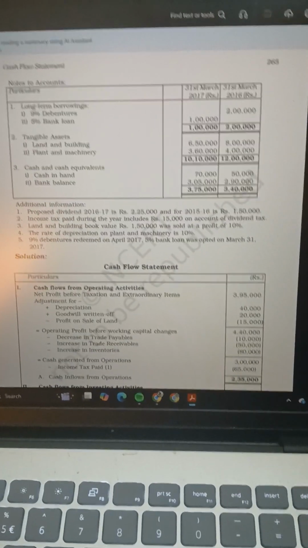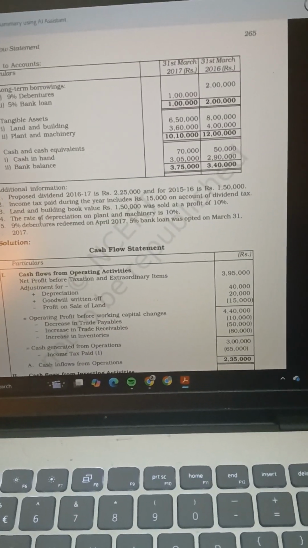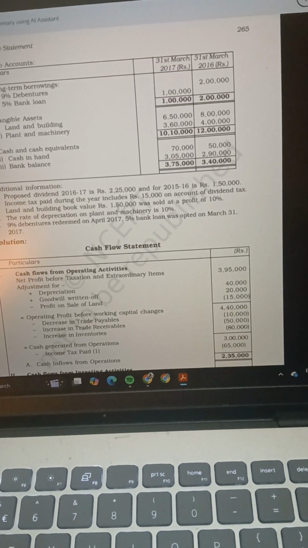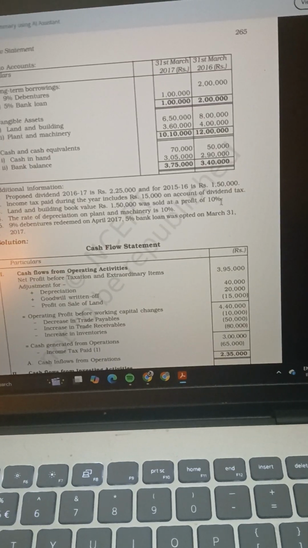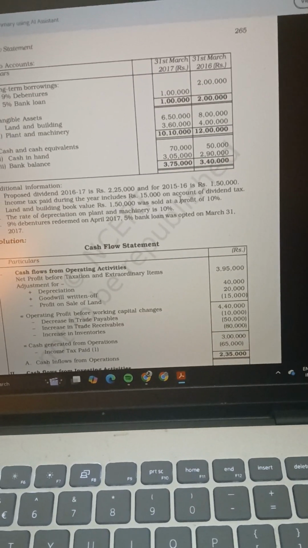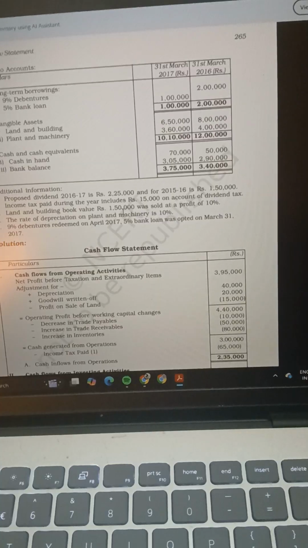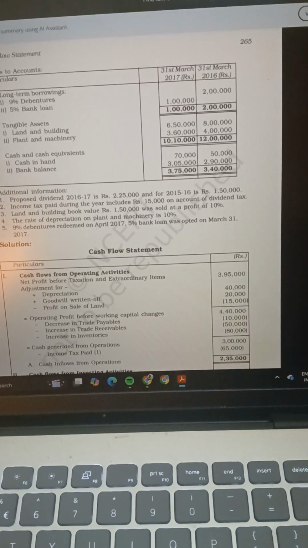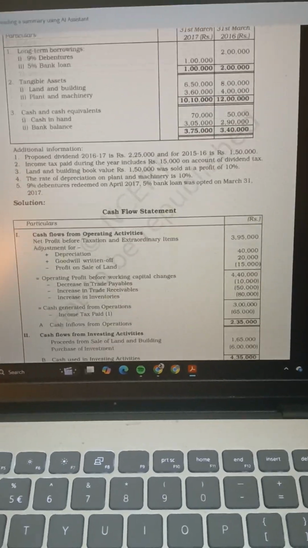In the additional information, it is written that land and building of book value 1,50,000 was sold at a profit of 10%. So the profit is 1,50,000 into 10 by 100, that is 15,000. That is the profit on sale of the land and building.